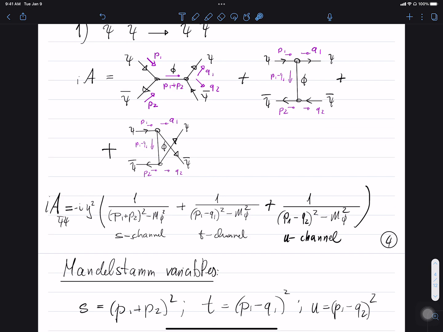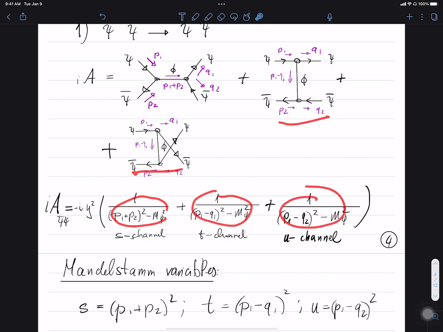But we can just evaluate those phi diagrams using our Feynman rules, and we find, of course, the negative i y squared, negative i y squared, and the i's from the propagators combined to this factor. And then we have three propagators, one for the S channel, one for the T channel, and one for the U channel here.